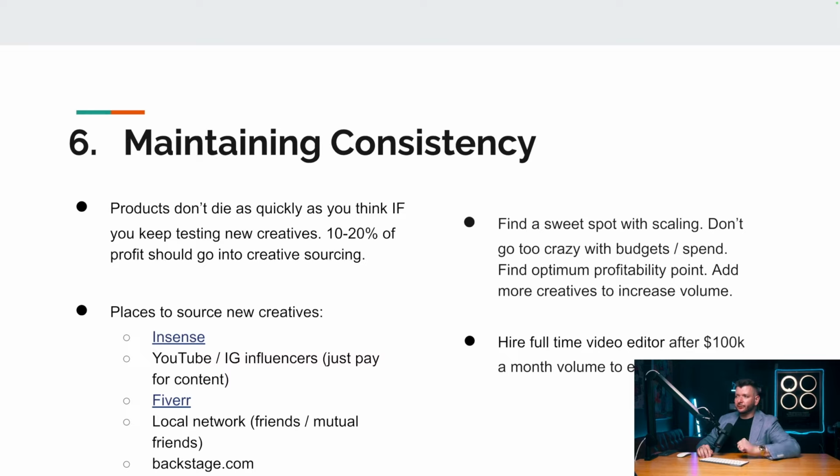Also, one of the things that will help you maintain consistency is to hire a full-time video editor after you get to $100,000 a month in volume. This will help you produce a lot more of these ads. When you have a lot of raw content from different creators, a lot of B-roll, which is pieces of content, let's say a person shooting themselves in a kitchen, in a bathroom, in their bedroom, outside, in the car, in the store, you can combine those pieces into different variations of creative. But you need a video editor to do it because video editing is very time consuming.